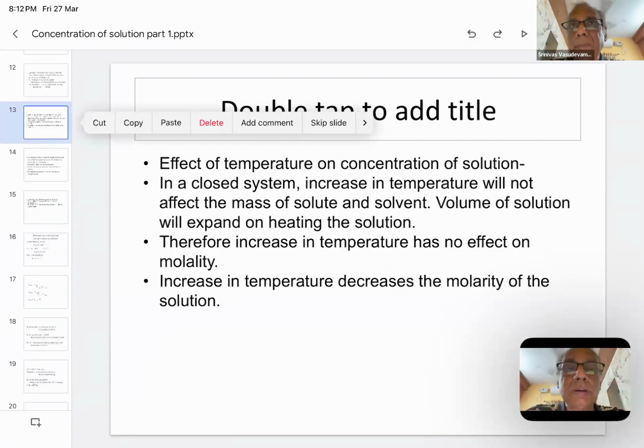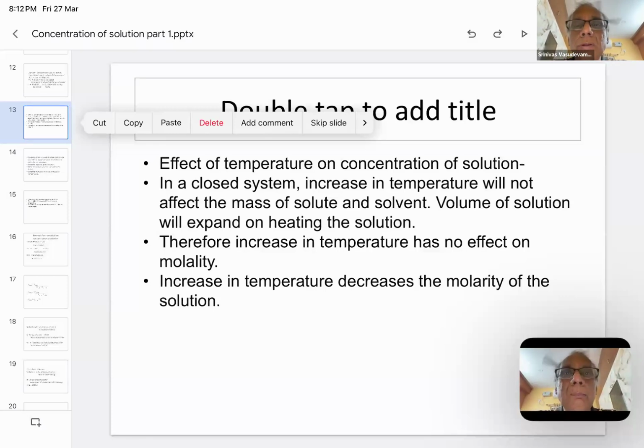I'm taking a closed system. I'm increasing the temperature. Mass of the solute and solvent will not get affected here, whereas the volume of the solution will expand on heating. When I increase the temperature, mass will not change, but the volume of the solution will expand.